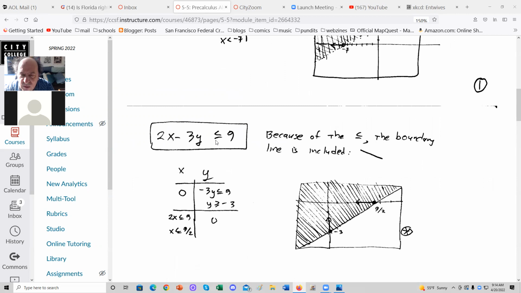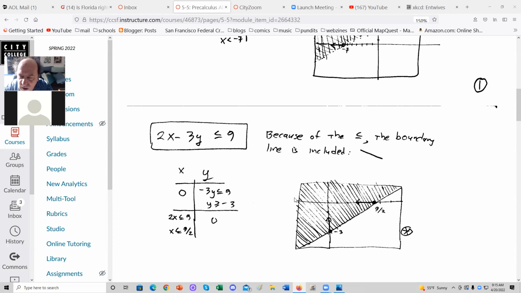Minus 2x minus 3y is less than or equal to 9. Since it's a less than or equal sign, the boundary line is included, and so we draw it as a solid line. As before, we'll find the intercepts of the boundary line. When x equals 0 here on the y-axis, then we get minus 3y is less than or equal to 9, so y is greater than or equal to negative 3. So here's negative 3, and I point to greater than or equal to it. So this half of the plane.